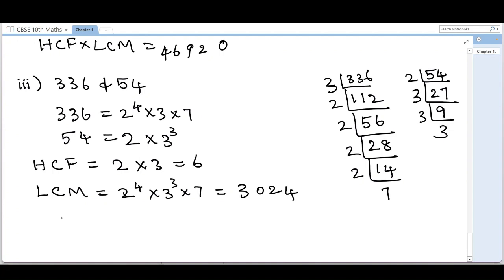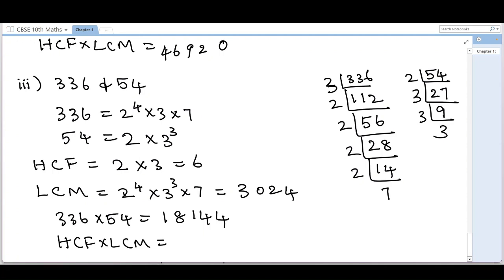3024. If you multiply the two given numbers, you will be resulted with 18144. And if you multiply the HCF and LCM, you will be resulted with the same value. Thus we have verified the condition.